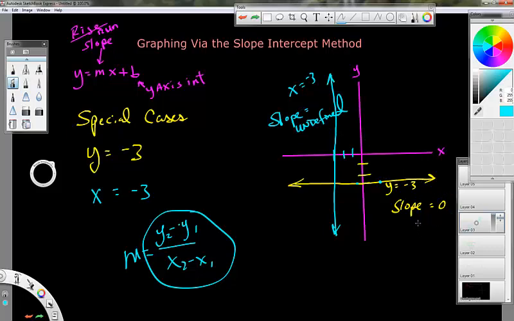All right, that's it. Covered all the bases there, I hope, with the slope-intercept method of graphing. Go back and check that out again. And with the special cases, have a good one.